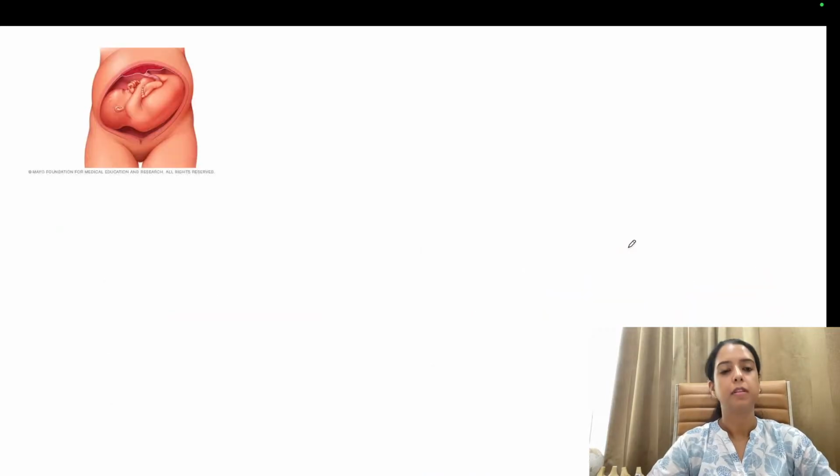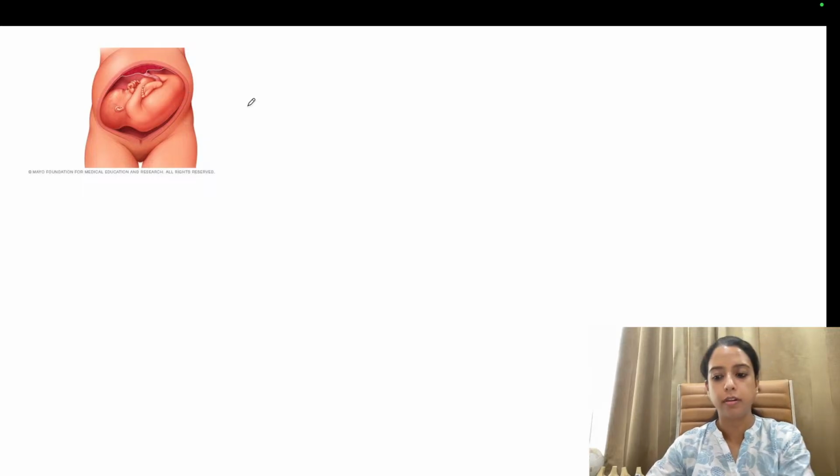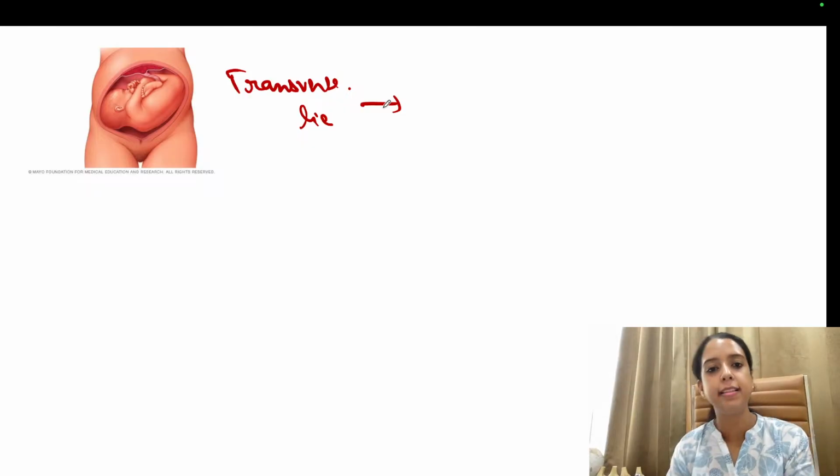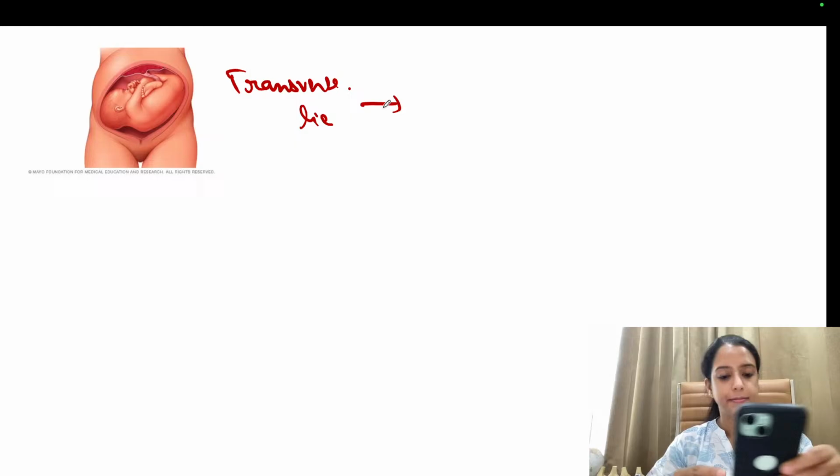Okay? What is this lie? The baby is at 90 degrees to the uterus. So what is this? This is a transverse lie. Whenever the baby is in transverse lie, now the question comes: the baby is in transverse lie at 36 weeks. What will be your maneuver? Sorry, what will you do next?